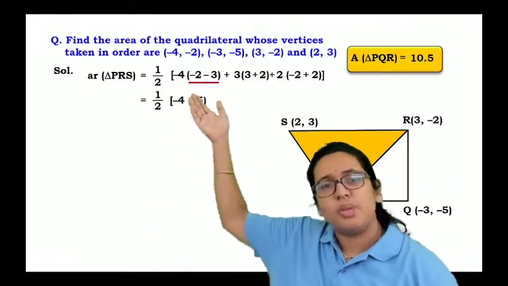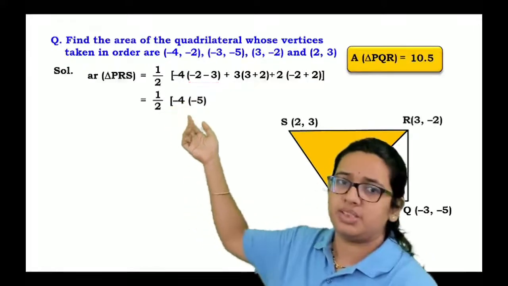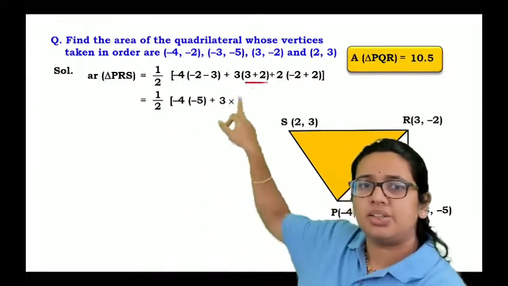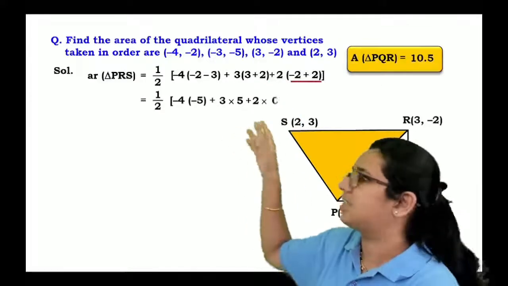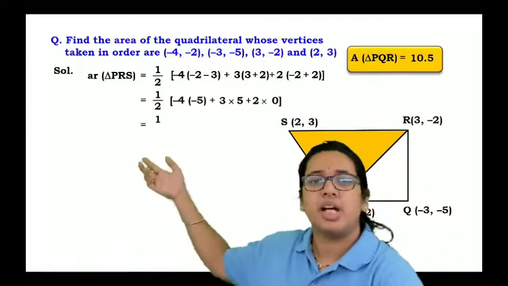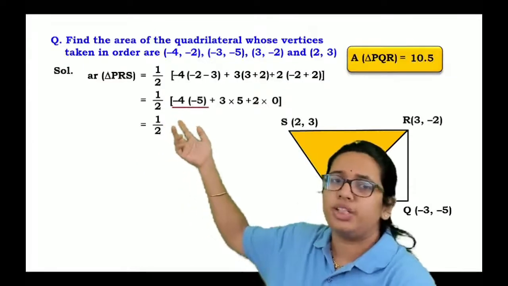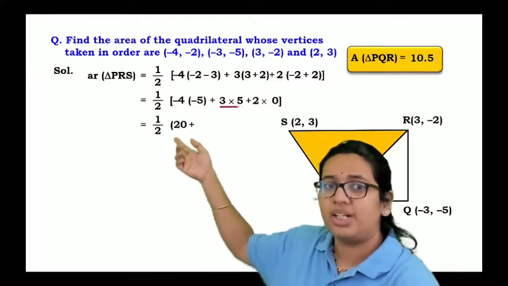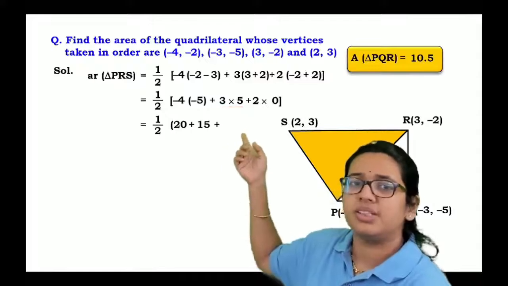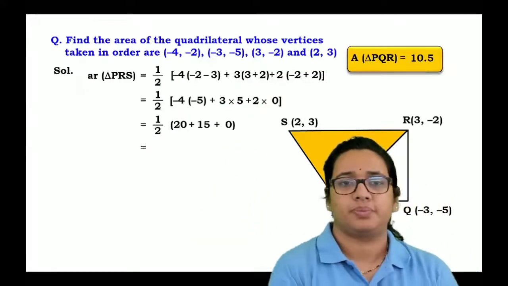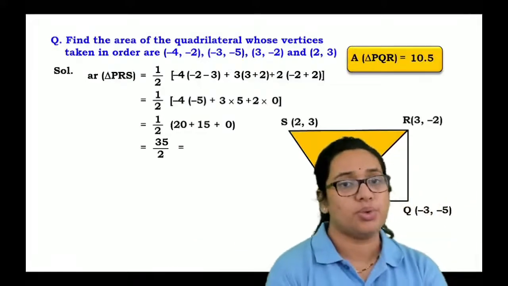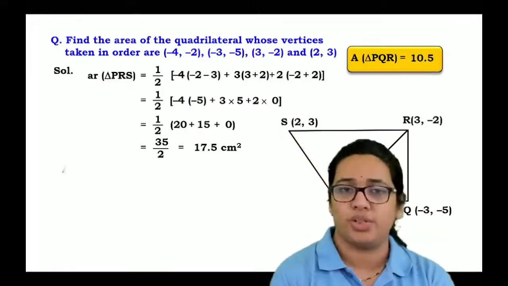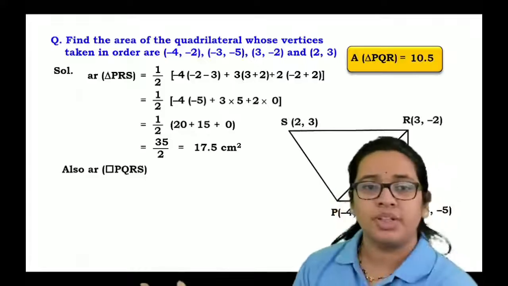-4 into -5. The answer will be +20, plus 3 into 5, plus 2 into 0. So the last term will be 0 obviously. Hence half into -4 into -5 is nothing but 20 plus 15 plus 0. Hence the answer will be 35 upon 2, which is nothing but 17.5 square centimeters.